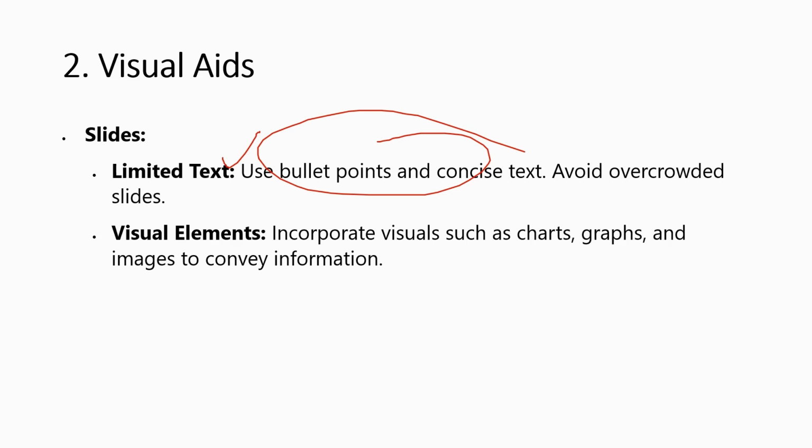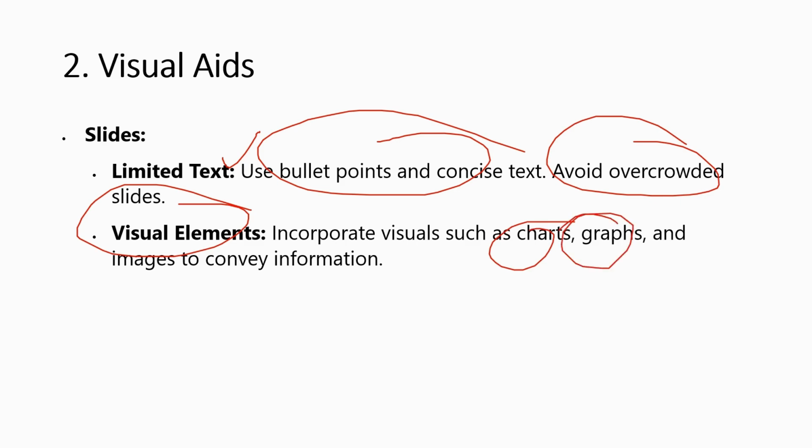If the slides are full, they would get involved in reading that material and would not listen to you. And if we have only some main key points written in bullet points, they may read the points, but they would wait for you to explain what this is all about. So avoid overcrowding the slides. Just use important points. Visual elements: incorporate visuals such as charts, graphs, and images to convey information.